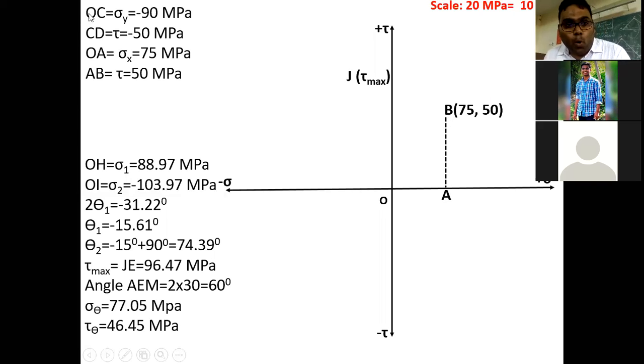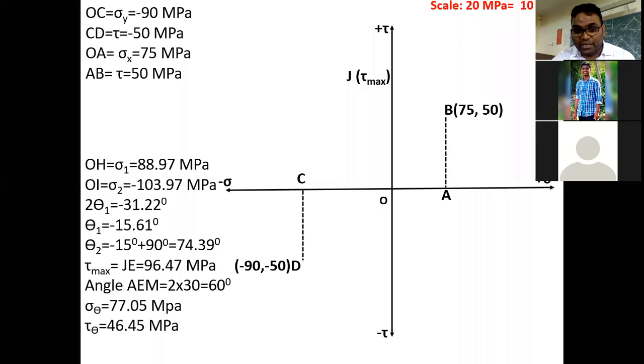Now take O to C. C is minus 90 megapascal divided by 20, so it becomes 4.5. Toward which direction? Toward the negative side, because it is a minus sign. So C is at 4.5, and the value of tau is given as minus, which means go downward 2.5 centimeter. Okay, then what is the next step?